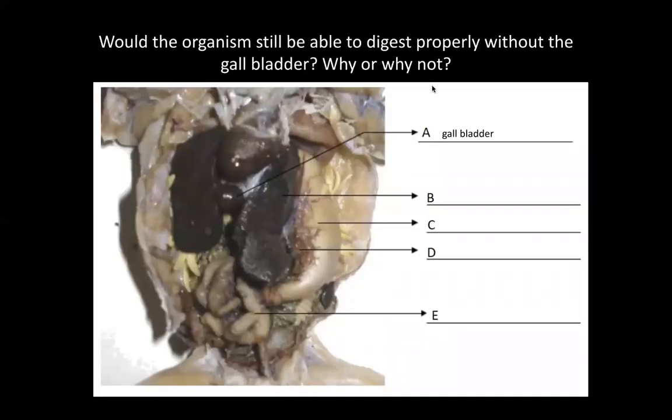Now, would the organism still be able to digest properly without the gallbladder? Why or why not? The gallbladder is an accessory structure because it serves as a temporary storage for bile to make sure that there is a controlled release into the digestive system. Without the gallbladder, digestion is still possible, but the digestion of lipids would become a little bit more inefficient because the bile would be drained directly into the digestive tract instead of experiencing controlled release via the gallbladder.